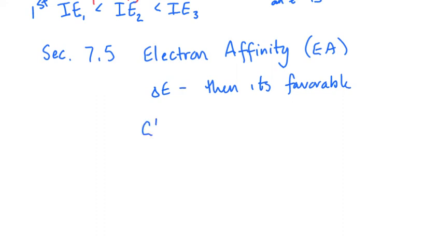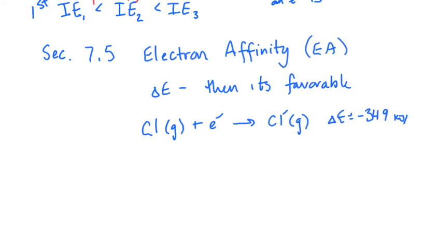So we used the example before. We have a chlorine gas. Let's say we have it gain an electron, which we already know that it does because it's going to become a Cl- anion. The delta E associated with that is going to be a negative 349 kilojoules per mole. So we can tell that that's going to be a favorable reaction.